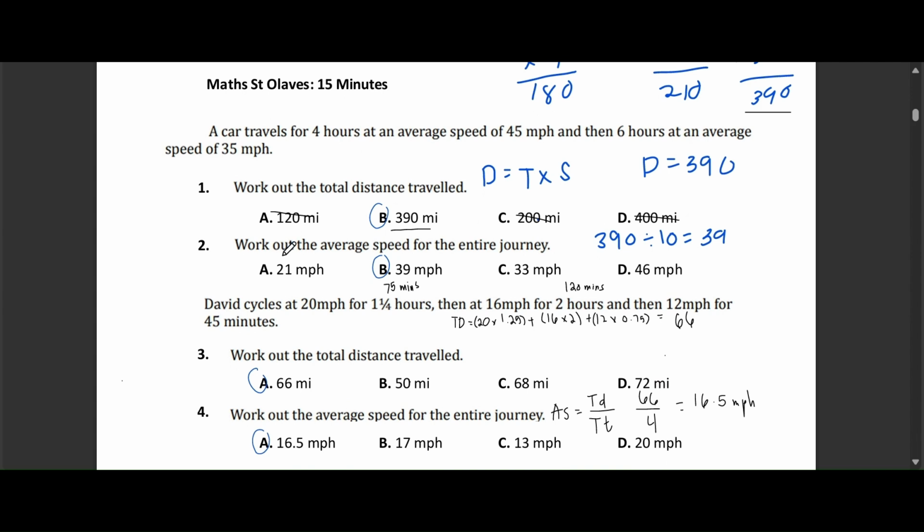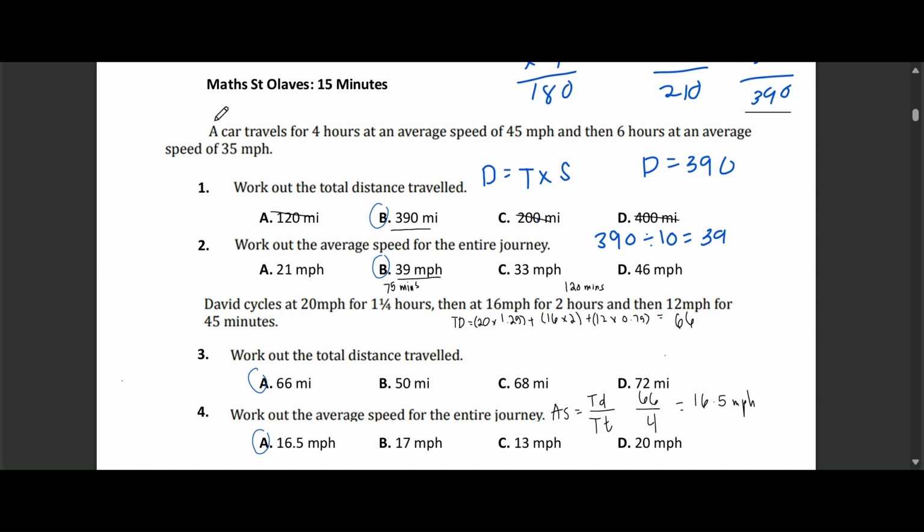Question 2. Work out the average speed for the entire journey. A, 21 miles per hour. B, 39 miles per hour. C, 33 miles per hour. D, 46 miles per hour. The correct answer is option B, 39 miles per hour.